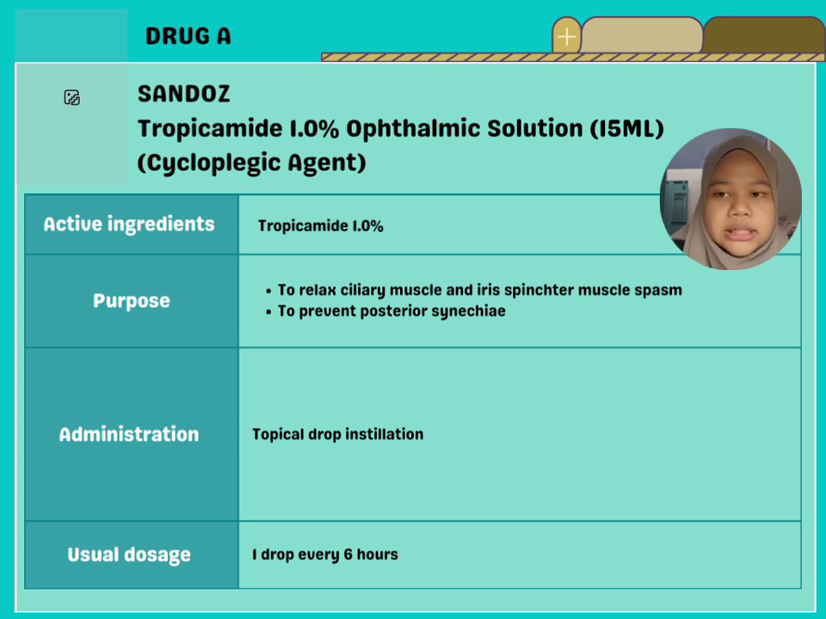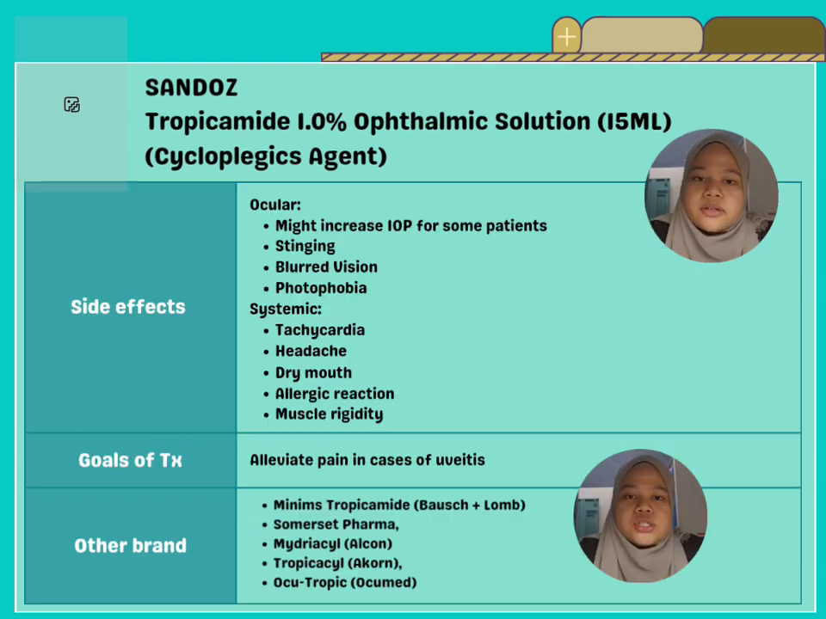The active ingredient in this Sandoz tropicamide is tropicamide itself, and the administration is by topical drop instillation into the eye, and the usual dosage is 1 drop every 6 hours. There are some side effects, for example, it might increase eye opening for some patients. As for systemic effects, it might cause headache and dry mouth. The goal of using tropicamide is mydriasis. The other brands of tropicamide which are commonly used include Somerset Pharma, Mydriacyl manufactured by Alcon, and Ocutropic.